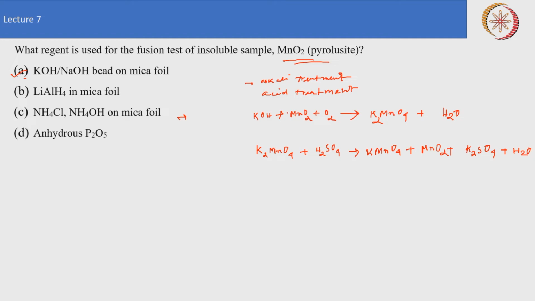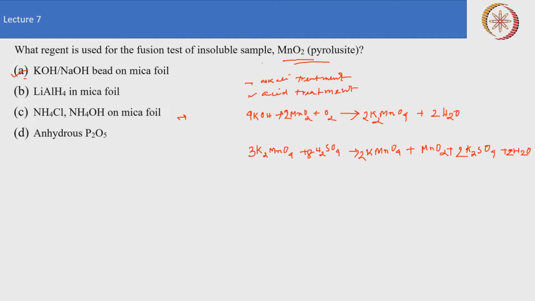Okay, so if you balance this reaction, then 2 moles of manganese oxide with 4 KOH will form 2 moles of K2MnO4, and if you give hydrogen peroxide, then it will form 2 KMnO4, then this is 2, and this is also 2. Okay, so this is the reaction.